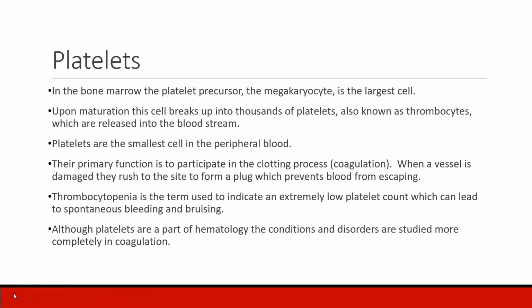The last type of cell we'll talk about, again, we've talked about red cells and white cells, are platelets. And in the bone marrow, the platelet precursor, the baby platelet, is called the megakaryocyte, and it is the largest cell in the bone marrow. But upon maturation, this cell breaks up into thousands of platelets, and these are also known as thrombocytes, and these are released into the bloodstream. So again, in the bone marrow, the megakaryocyte is the largest cell in there, but once the platelets mature, they are the tiniest cells in your peripheral circulation.